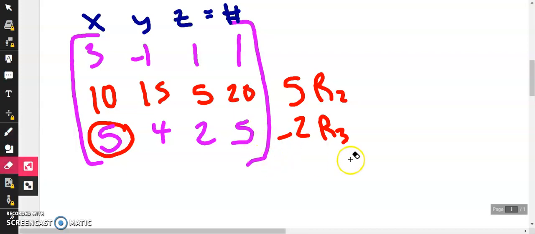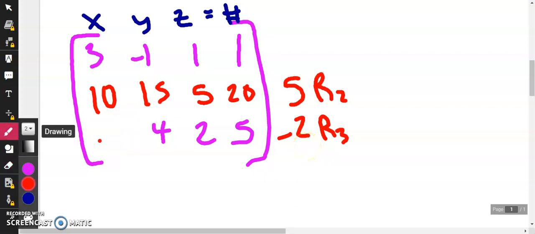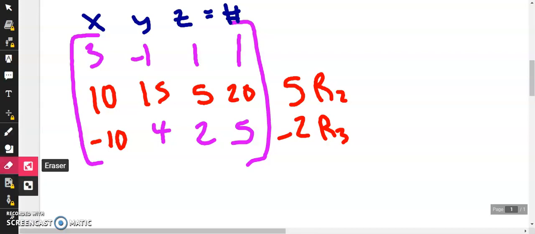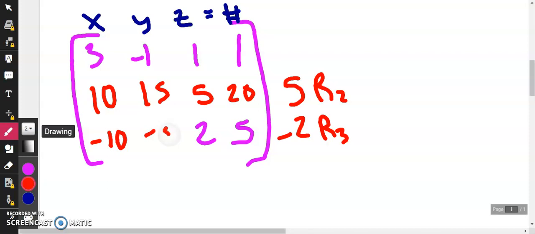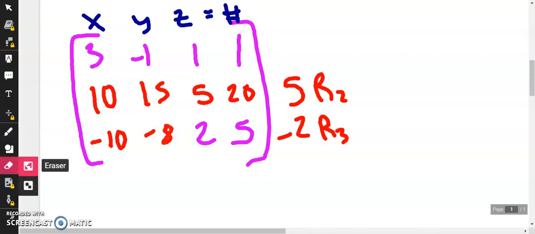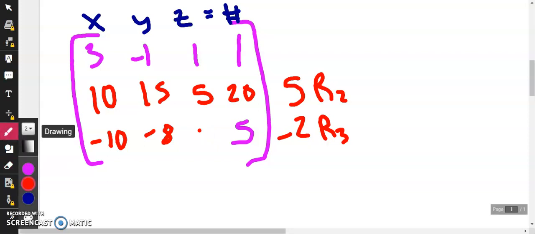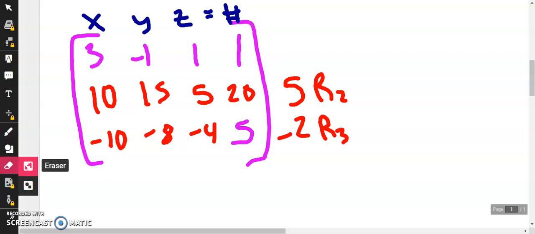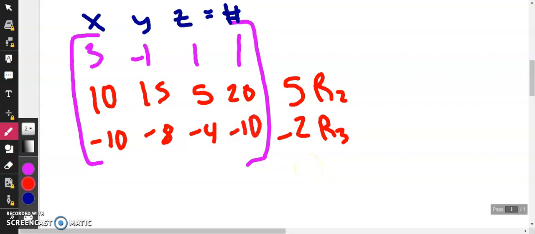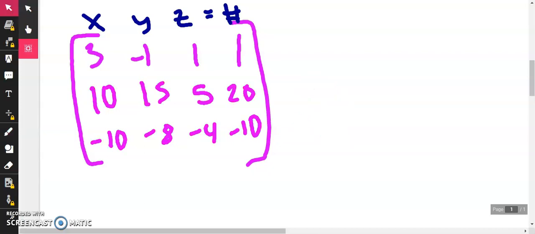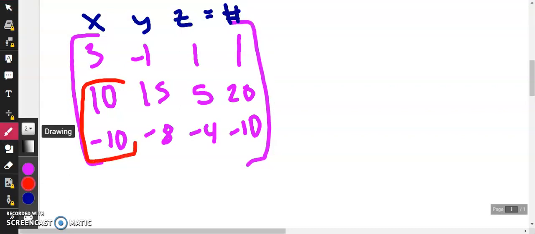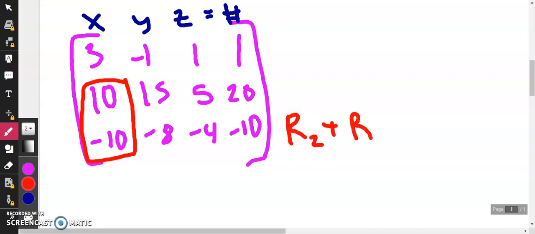On the bottom row, I'm going to take -2 times 5 to give me -10. -2 times 4 to give me -8. -2 times 2 to give me -4. And then finally, -2 times 5 to give me -10. When I look at it again, now these two guys will cancel out. So the next thing I'm going to do is combine row 2 and row 3.